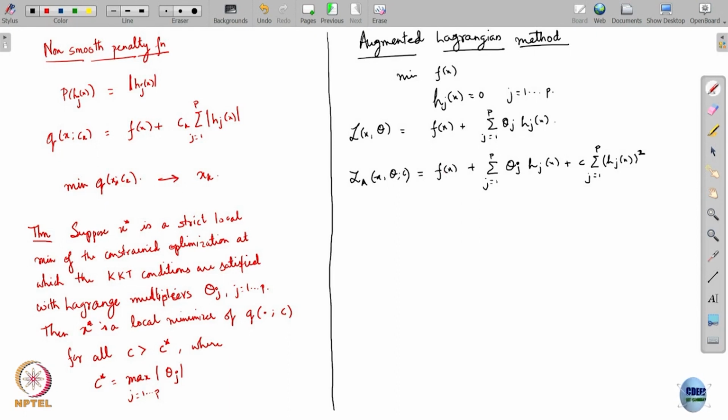Suppose, for the sake of argument, to motivate this, we have fixed c at c_k. So, suppose I fix c equal to some c_k and I fix theta equal to some theta_k, at iteration k. And now, suppose I minimize the augmented Lagrangian to get a value x_k; so x_k is obtained.